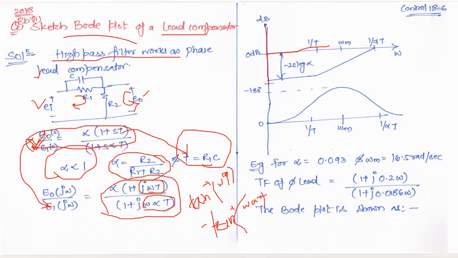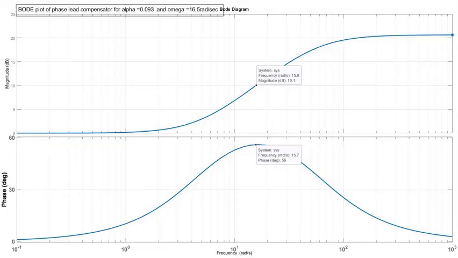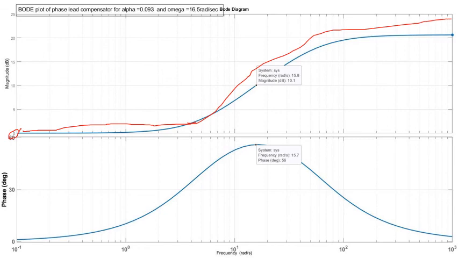So what I did, I have considered some value of alpha, that is 0.093, which is here, and the omega m value is 16.5 radian per second. So substituting in this transfer function, you will get the corresponding transfer function as this, and I have used Matlab to plot the Bode curve of this transfer function. So you can easily verify that this is also a high pass filter. Okay, so low frequency values are suppressed here. This is magnitude 0, and the high frequency values are passed because the cutoff frequency lies somewhere here.